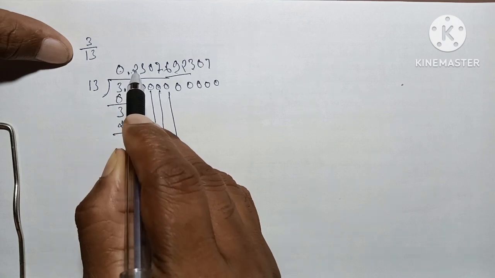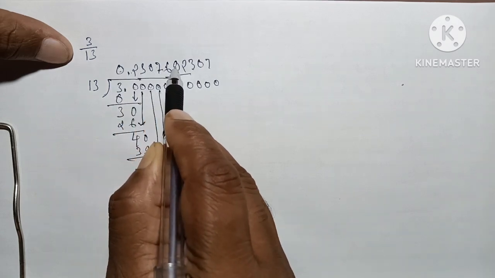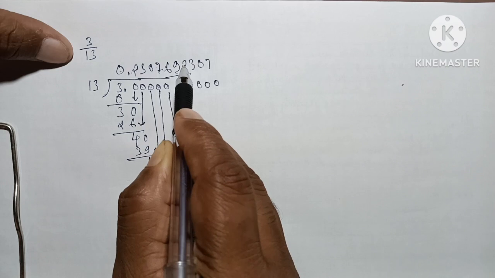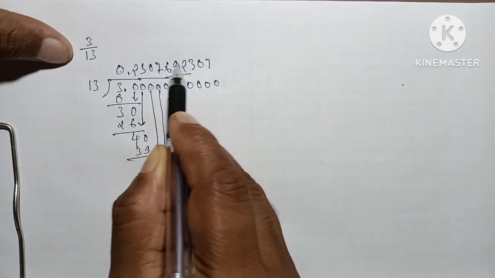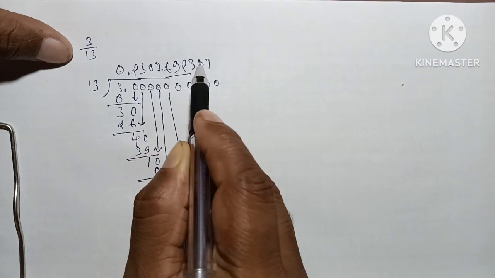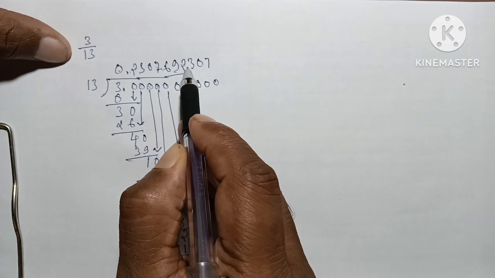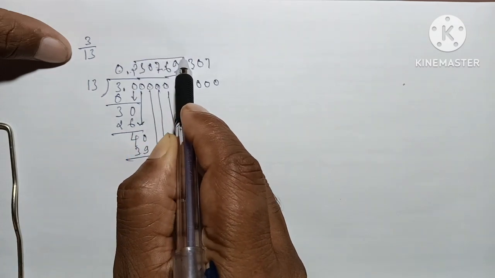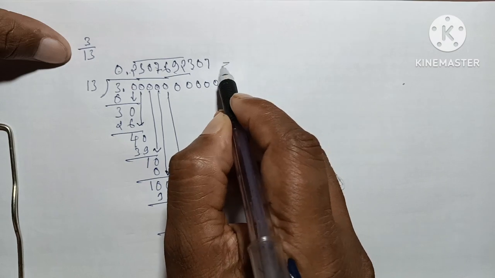Let's see the question a little carefully. Here you see 0.2, 2, 3, 0, 7, 6, 9. After that again 2 is repeated. Here you see 3 is repeated, 0 is repeated, 7 is repeated. Means from here up to 2, that is our repeating block we get.